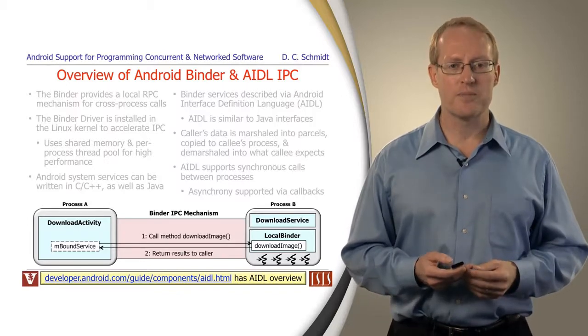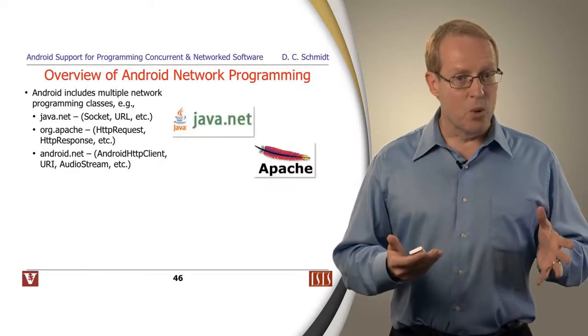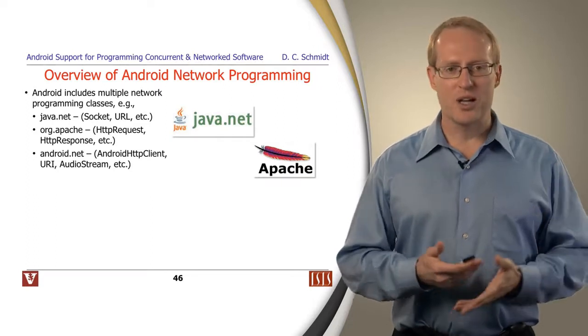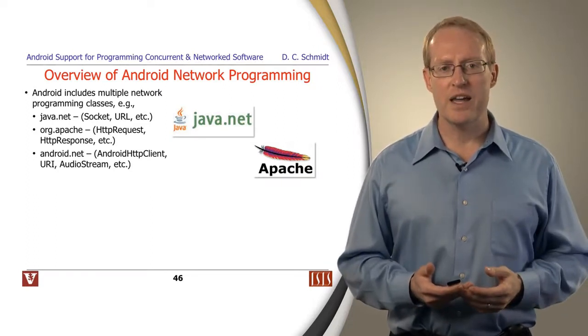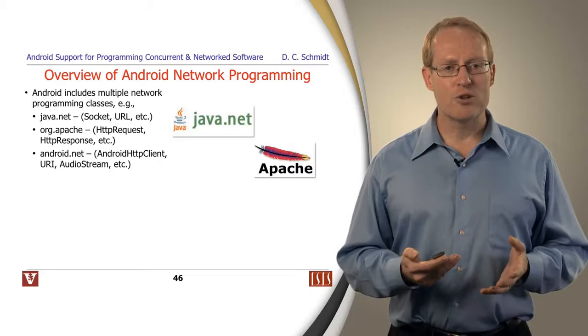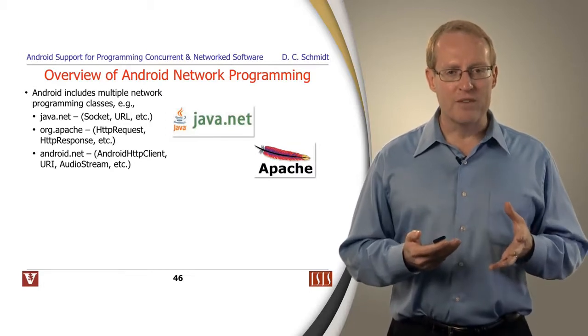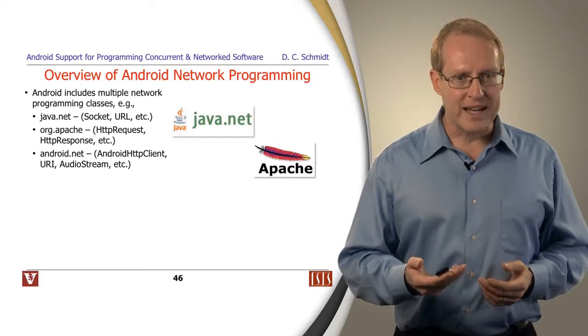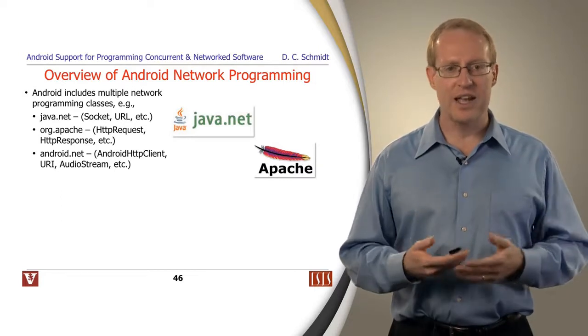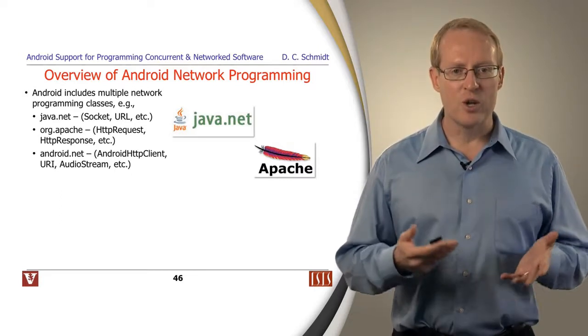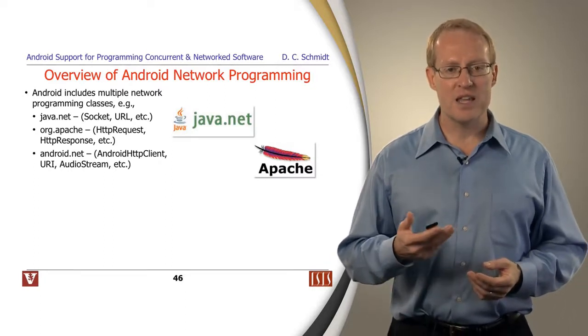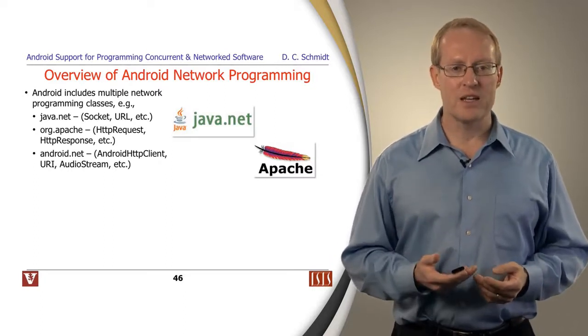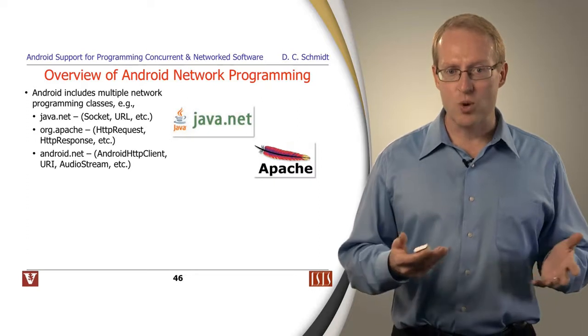If you use Eclipse or some other similar integrated development environment, it's actually very simple to use AIDL and integrate it with your programs. Well, there's obviously more to communication in Android than just talking between processes on the same device. And for that reason, Android provides a variety of different network programming mechanisms. It includes the Java.NET interface, which are the socket and various socket server and URL classes. It provides the Apache interface. It also provides something called Android.NET.